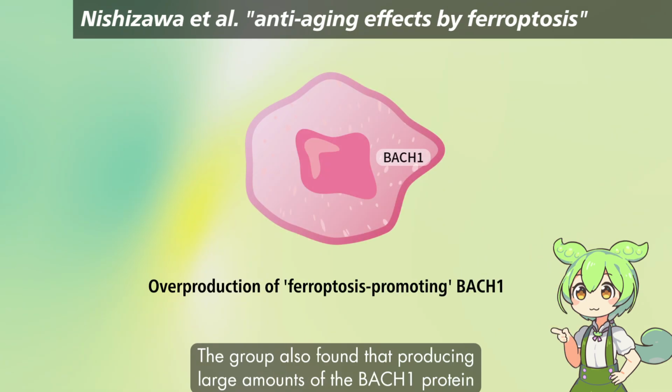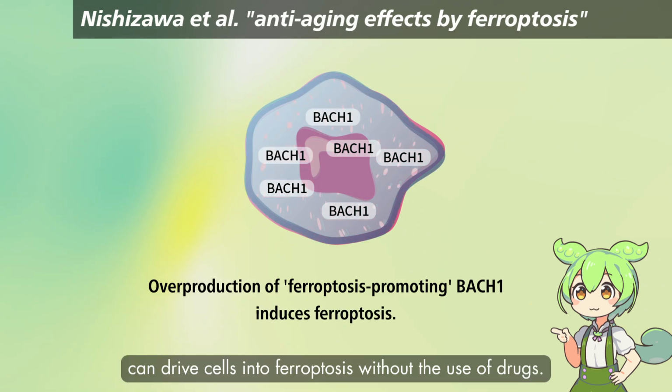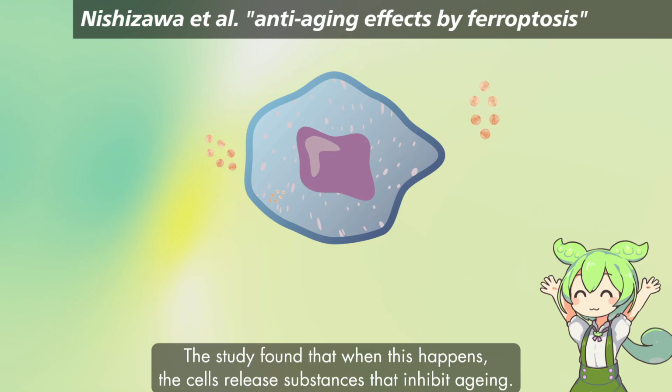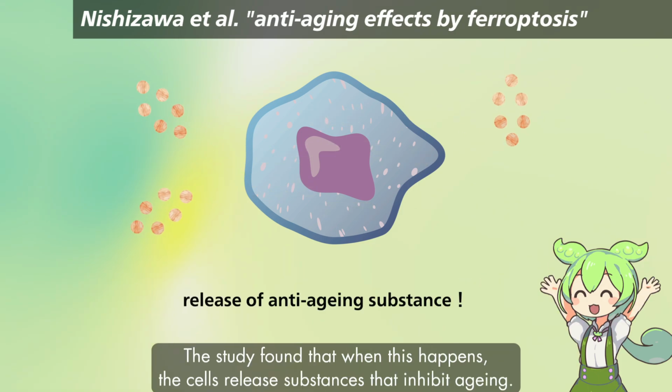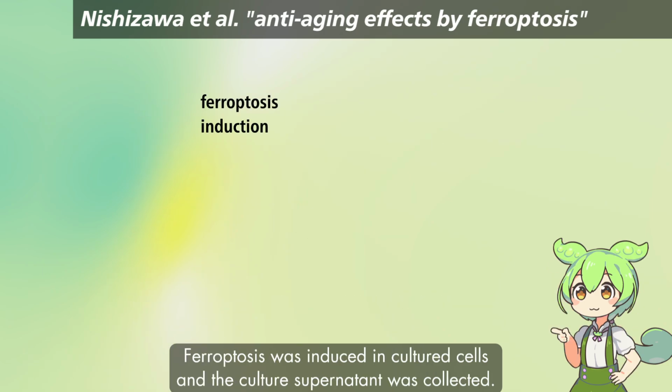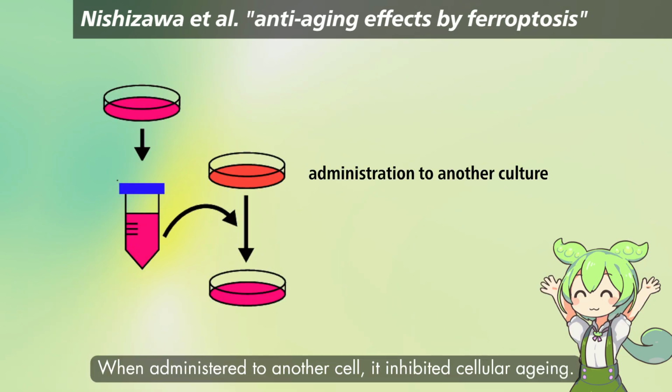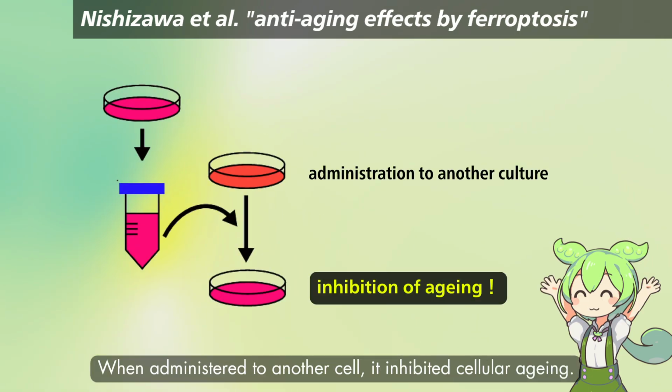The group also found that producing large amounts of the BACH1 protein can drive cells into ferroptosis without the use of drugs. The study found that when this happens, the cells release substances that inhibit aging. Ferroptosis was induced in cultured cells and the culture supernatant was collected. When administered to another cell, it inhibited cellular aging.